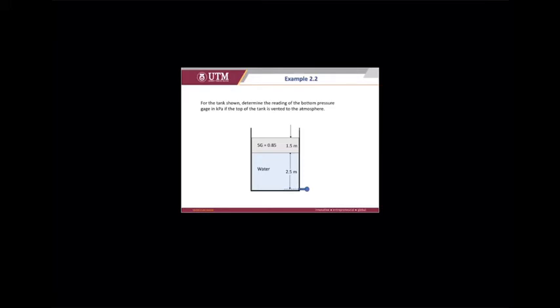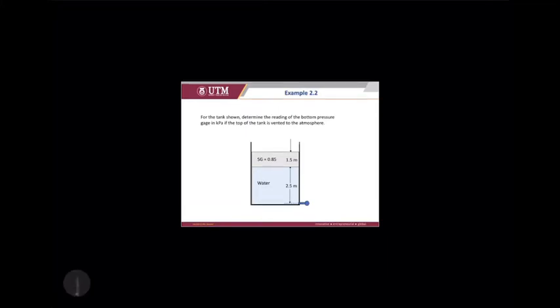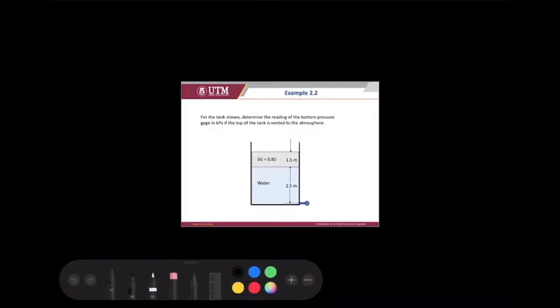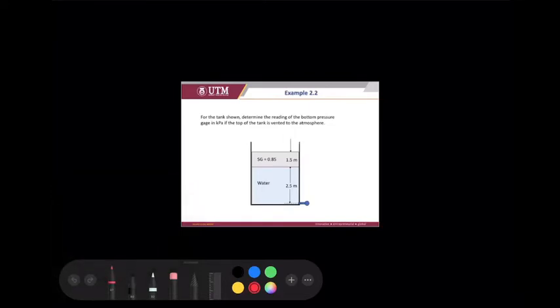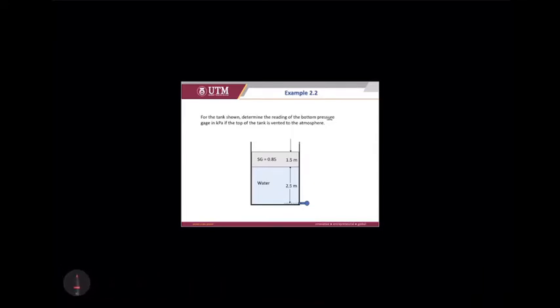First of all, the pressure we are looking for is a gauge pressure. Don't forget that. So we are looking for the gauge pressure at the bottom, somewhere here, and let's call it point 3, for example.